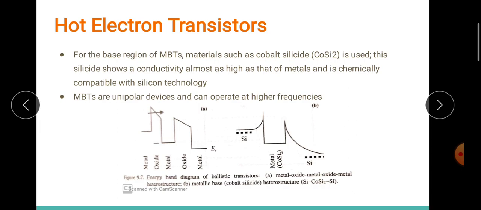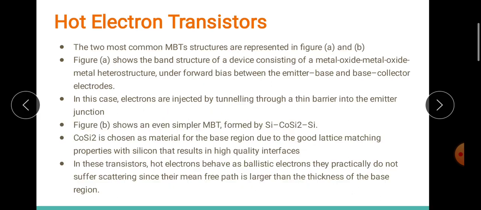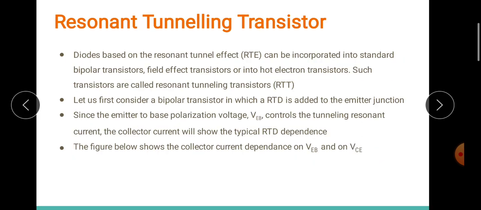So if there is no roughness in the interface, there will not be any scattering, which can boost the electron flow. So basically in these transistors, the hot electrons behave as ballistic electrons, and when they reach the base region, they do not undergo any kind of scattering, because their mean free path is larger than the thickness of the base region, right? So that's about hot electron transistors.